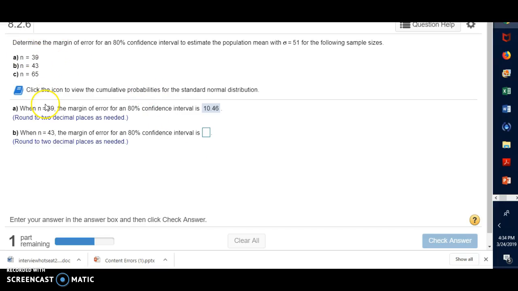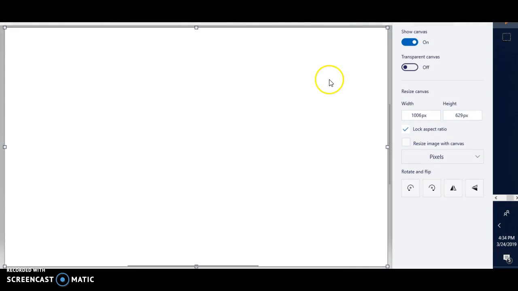Okay, I'm going to work the first part of this question, part A, because B and C are going to be worked the same way. So we see that it's an 80% confidence interval, and we also see that the population mean with standard deviation of 51. And we want to find, when n is 39, the margin of error for an 80% confidence interval. So I'm going to show you how to plug in your formula here to get that answer.